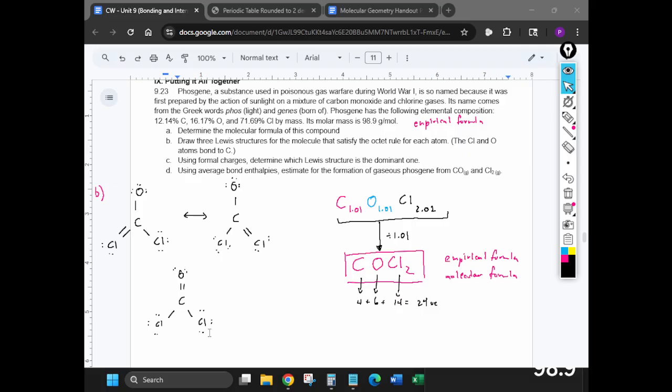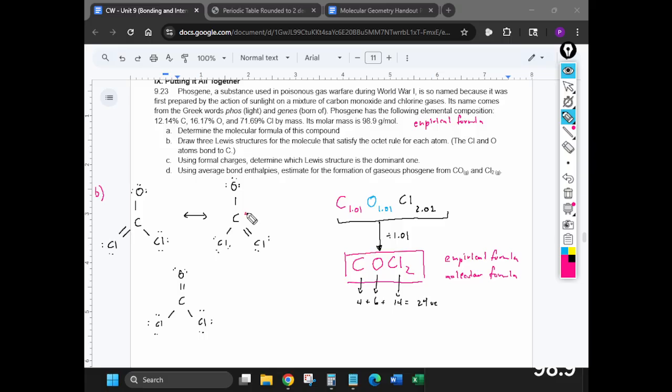Okay. The other option that you have is you can make a double bond with the oxygen instead. So basically, the difference is where does the double bond go? Does it go with the oxygen or does it go with one of the chlorines? And that's your 3. Now, let's talk about which one is dominant. So we're going to take a look at one of these, and since the formal charge will be the same for both of these because it's kind of the mirror image of one another, we can just do one of them.